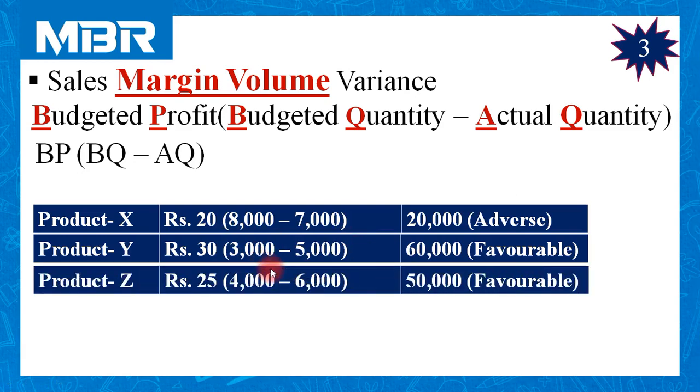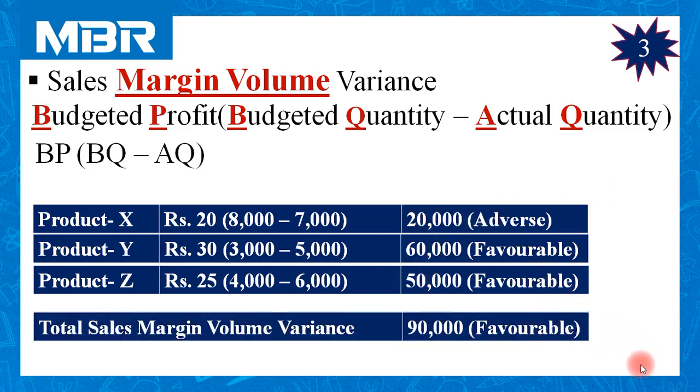For product Z, 4,000 units were budgeted, against which the company actually sold 6,000 units. So there is a difference of 2,000 units and the difference per unit is rupees 25. So 50,000 favorable. 20,000 adverse, plus 60,000 favorable, plus 50,000 favorable. So total sales margin volume variance is rupees 90,000 favorable.